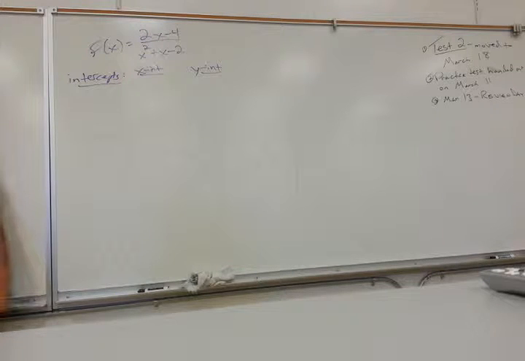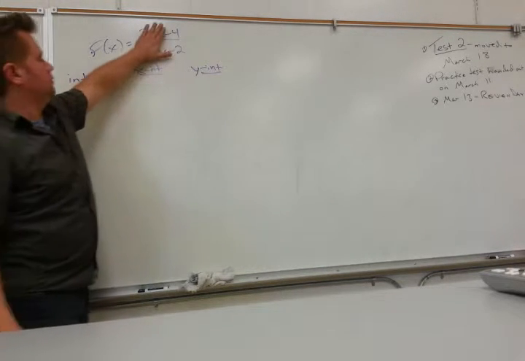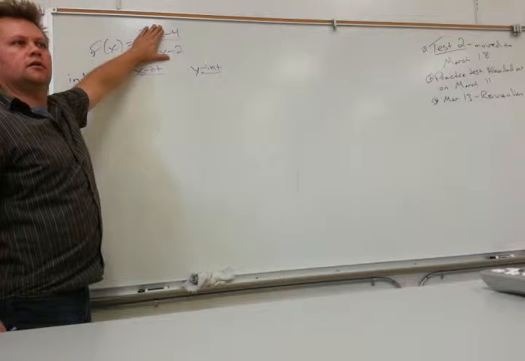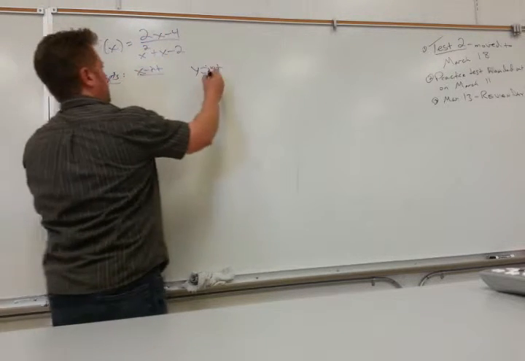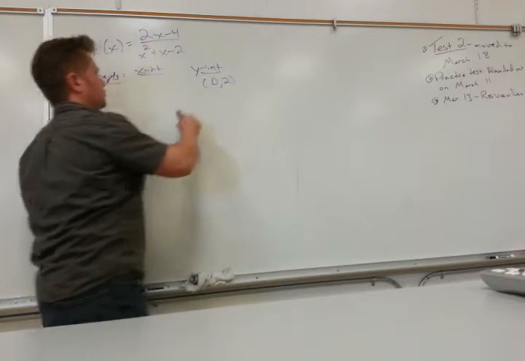So the y-intercept is a good place to start. It's the easiest thing to do up here. How do you find the y-intercept? Always? Make x 0. Do that magic trick there. 2. So y-intercept is (0, 2).